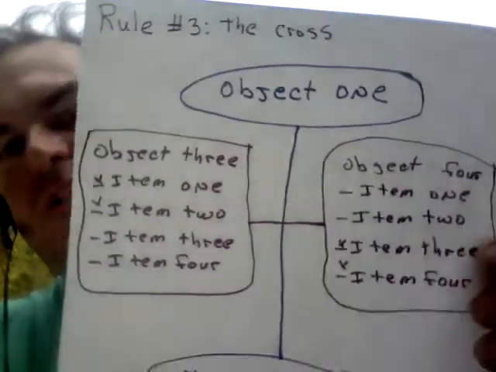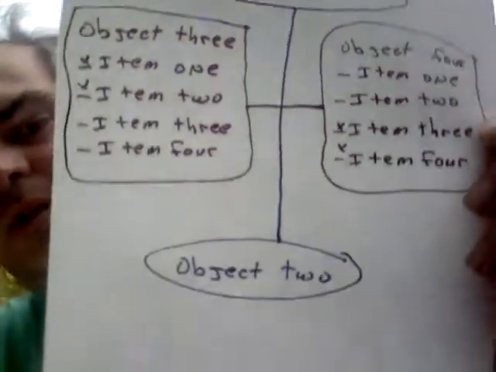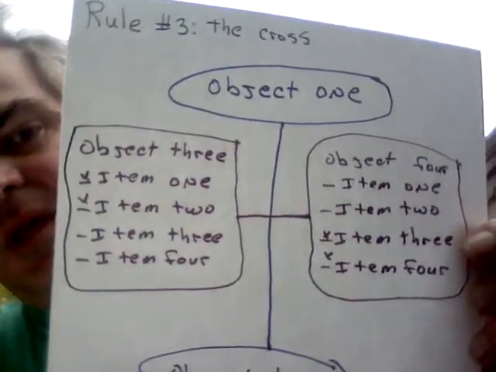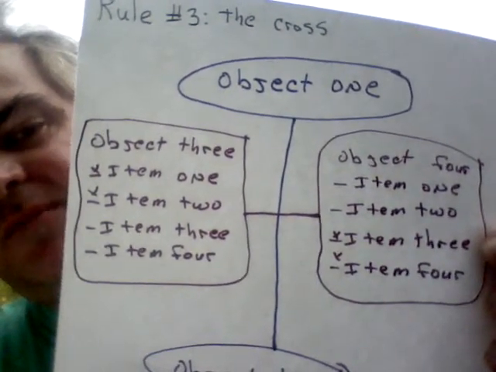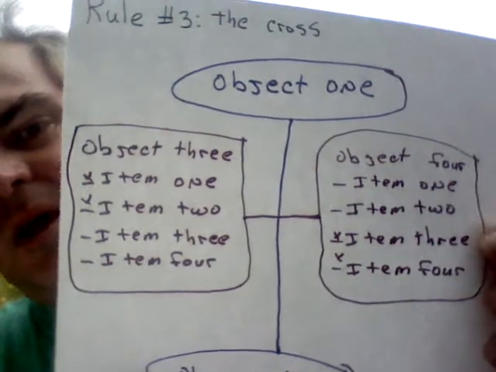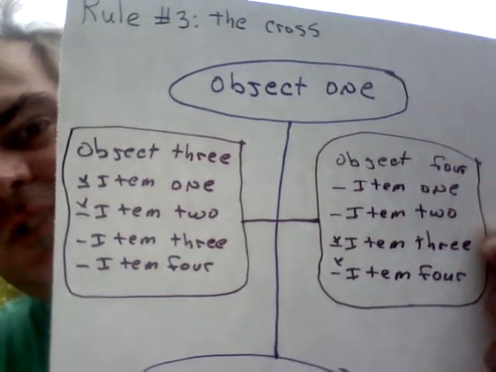But these 2 sets of opposites create the cross. Object 1, object 2. Here, object 3, the first 2 items are checked, and the second 2 are left unchecked. In object 4, the first 2 are unchecked, and the last 2 are checked. This creates the cross. All situations are one of the other 4 sides.